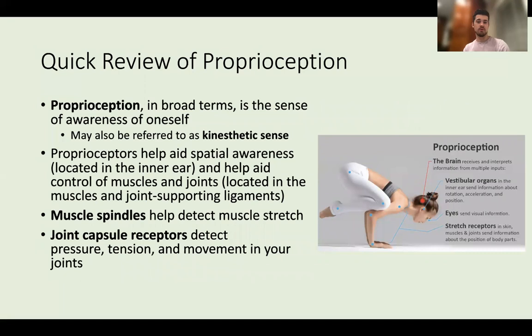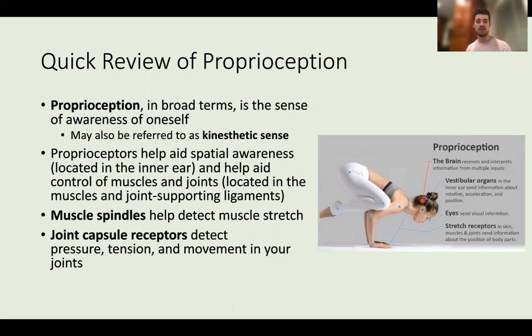Okay, and then a really quick review of proprioception. Proprioception, in broad terms, is the sense of awareness of oneself. So it's spatially, how you control your limbs, where you can see yourself in space. It's also referred to as the kinesthetic sense. So proprioceptors help aid spatial awareness.